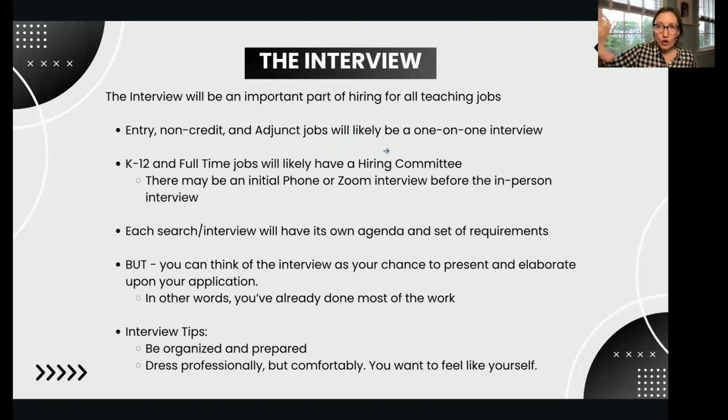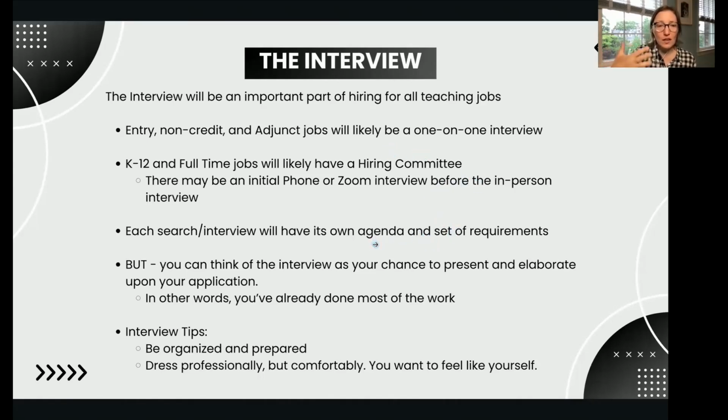The full-time jobs, K through 12 and college level full-time jobs, are likely to have a hiring committee where you are presenting to a group of people, anywhere from 3 to 6 to 8, who knows how many. It'll vary depending on the job, but it's much more formal. It'll also probably take longer, and there might be more than one interview. So for those, there'd be multiple levels. You might get a phone call or a Zoom interview first, and then they'll whittle it down, and then you'll get an in-person interview. So again, each search will have its own set of requirements.